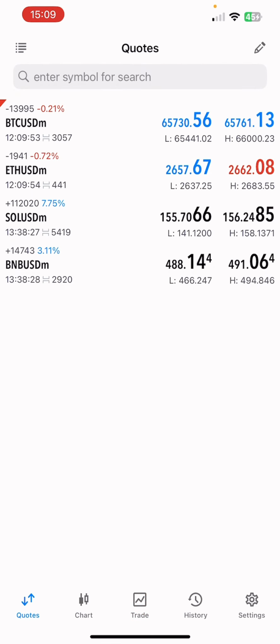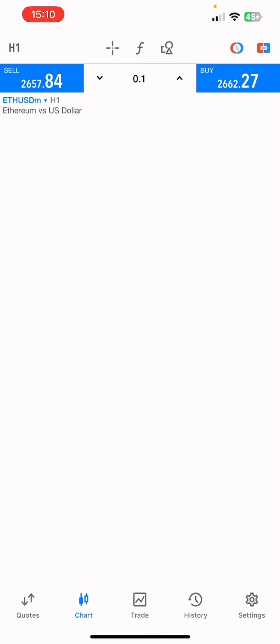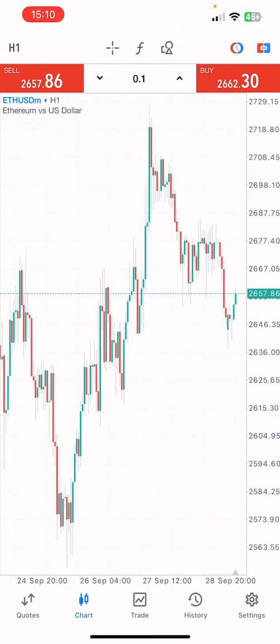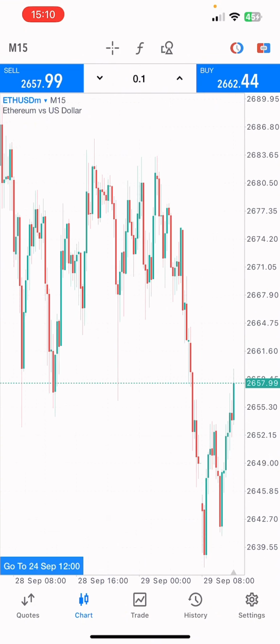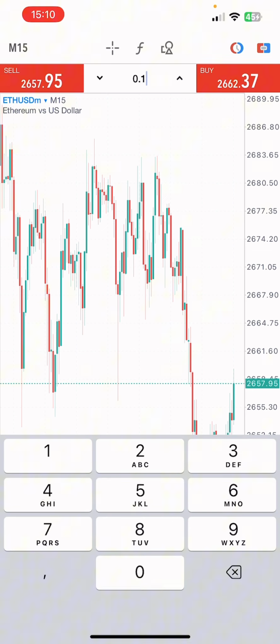So you can trade different cryptos here. Some of the cryptos which I will recommend if you are a beginner to trade: Bitcoin is very volatile, but it is also very good for trading. So Bitcoin, Ethereum, but I will advise you focus on Ethereum. Ethereum is not that too volatile.